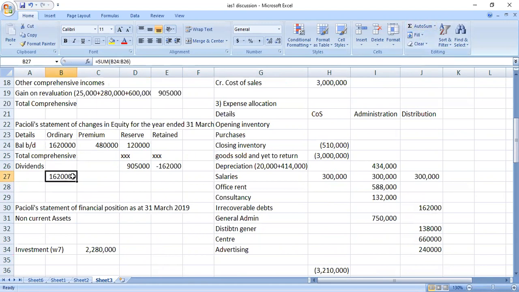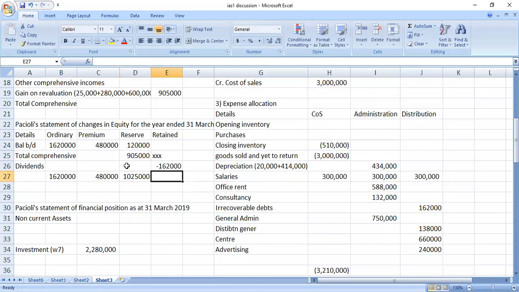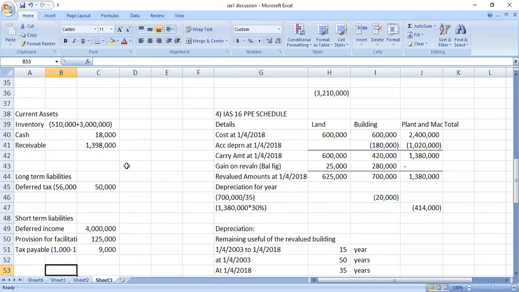Unfortunately, I don't have figures. This one's supposed to be here. Then you add the earnings also, whatever you get. Then these balances in the changes in equity go to the balance sheet under equity.